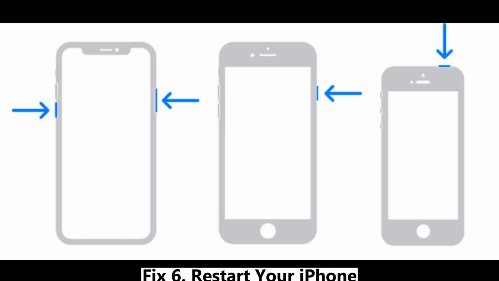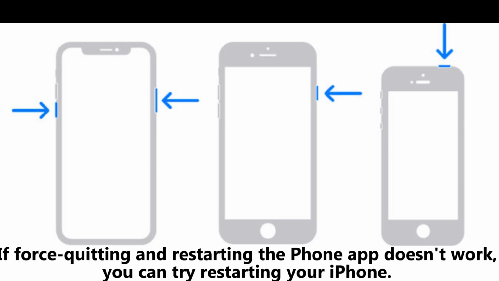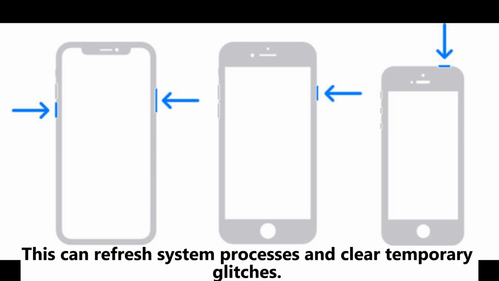Fix 6. Restart your iPhone. If force quitting and restarting the phone app doesn't work, you can try restarting your iPhone. This can refresh system processes and clear temporary glitches.